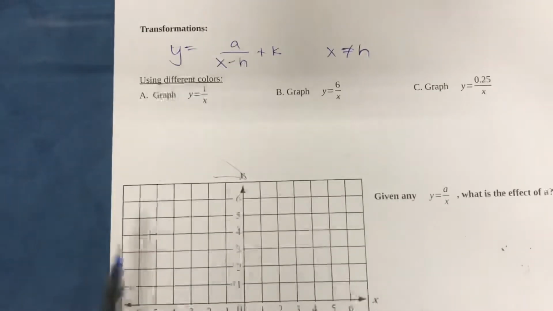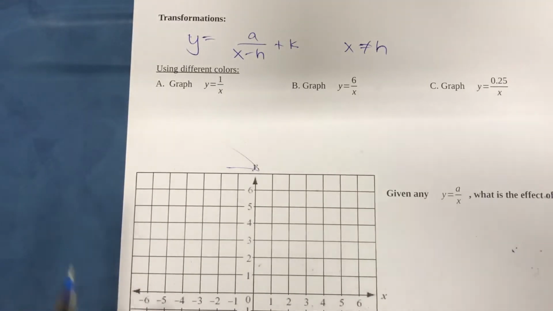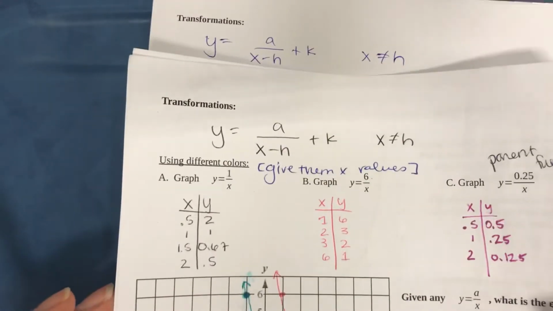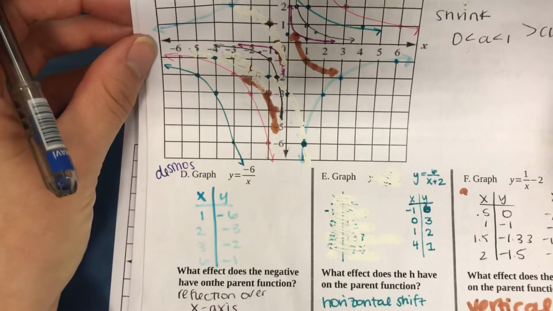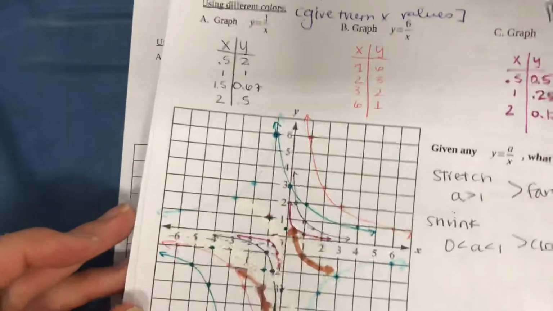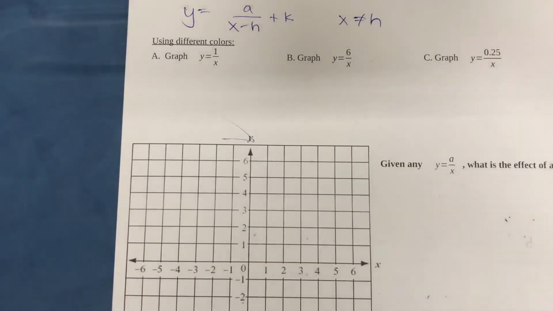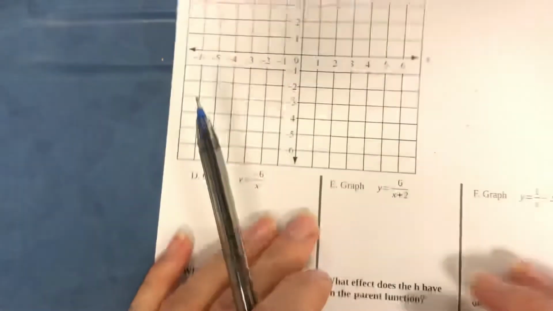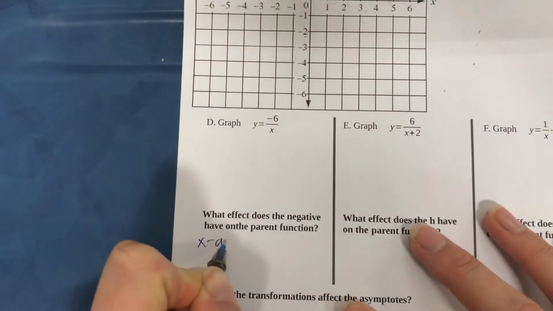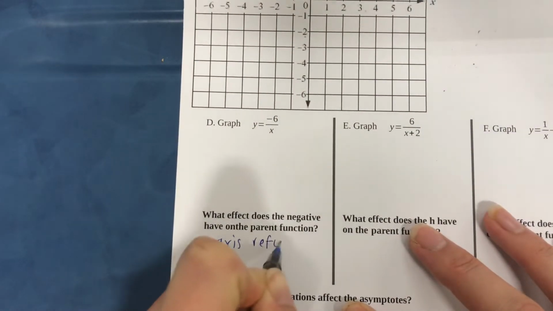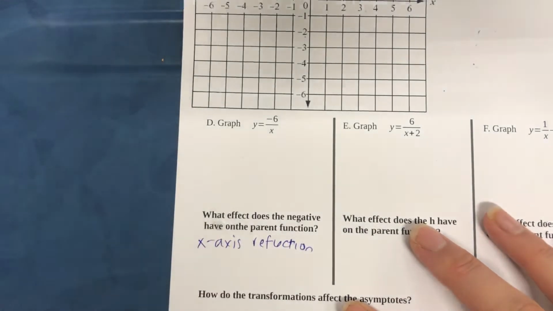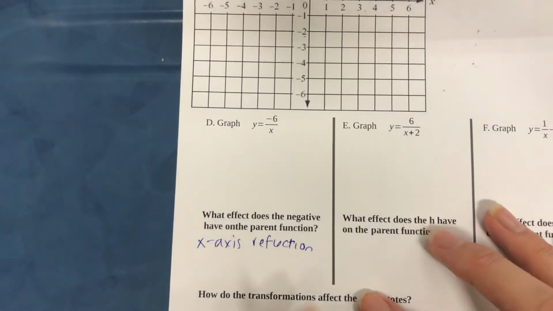So if I was looking at the red one, which is 6 over x, and I added in some negative, I would hope you would remember that that would be an x-axis reflection. So I would take that graph 6 over x and just reflect it over the x-axis.